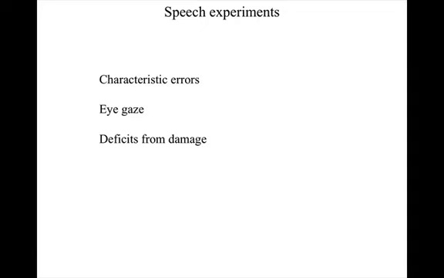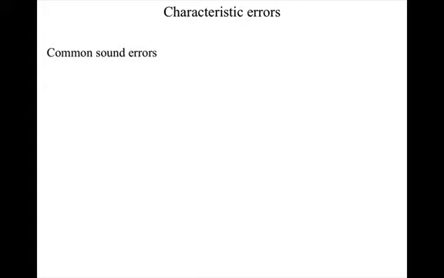So in the last section we had a look at speech, how we understand it, how we generate it. Next, let's have a look at some of the experiments that have been performed to try to understand how speech is processed by our brains. Firstly, the type of errors that are made when speaking. Some types of errors are more common, others are rare or don't occur at all, and this reveals something about the underlying information processing in our brains.